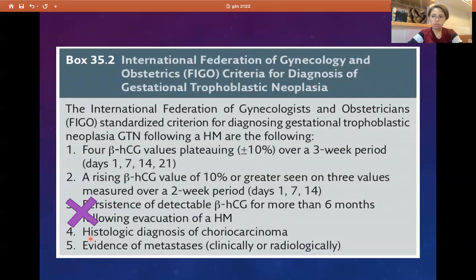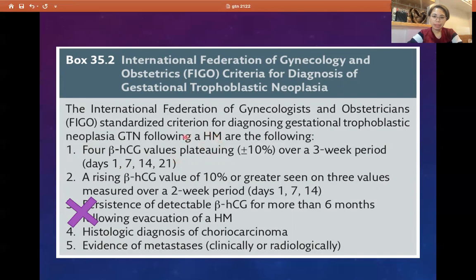In the book, 7th edition, there are 4 criteria for the diagnosis of gestational trophoblastic neoplasia. However, not 4, 5. However, in the 8th edition, we'll consider 4 beta HCG values that plateaued. Again, how do we remember? Plateau for 4 beta HCG values over a 3-week period. So 1, 7, 14, 21.